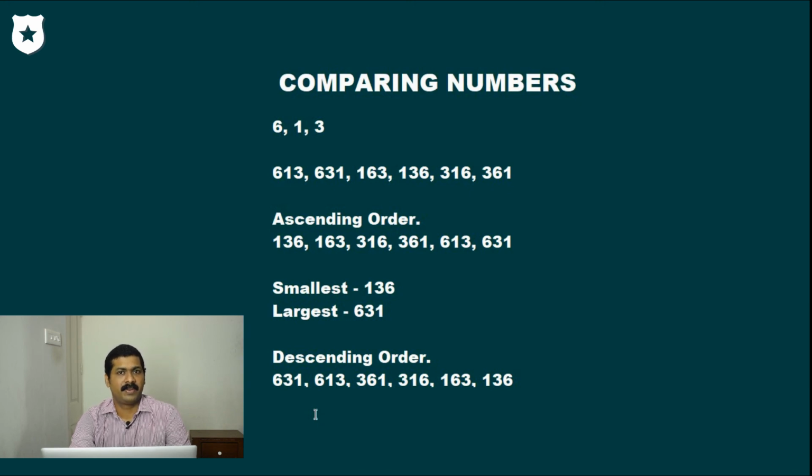So we have identified the largest and the smallest 3-digit number created by the combination of the numbers 6, 1 and 3. So the largest number is 631 and the smallest number is 136. So I hope now you are very clear about what you mean by ascending order and descending order. Can you try this technique for another set of 3-digit numbers?